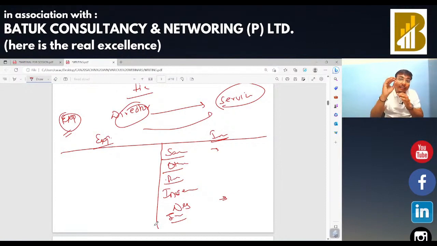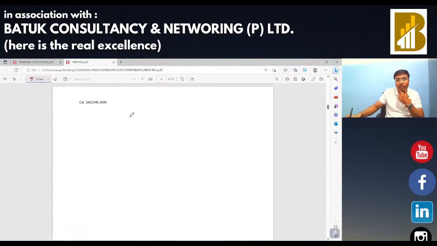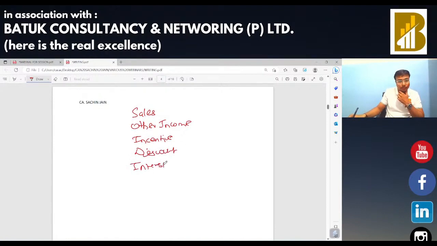In that case, I need to check whether all these terms are liable for GST or not. Suppose, let me write it clearly. On the income side, suppose sales is there, other income is there, incentive is there, discount is there, interest is there. These types of terms are there. You need to check that GST has been paid on that sales.